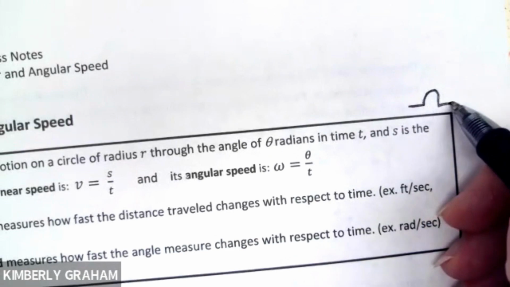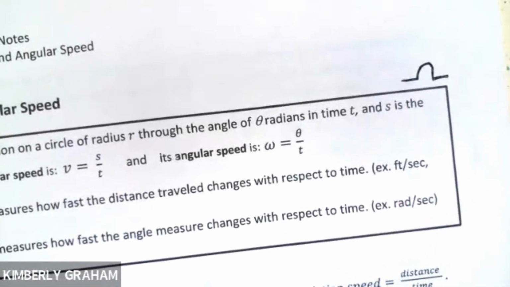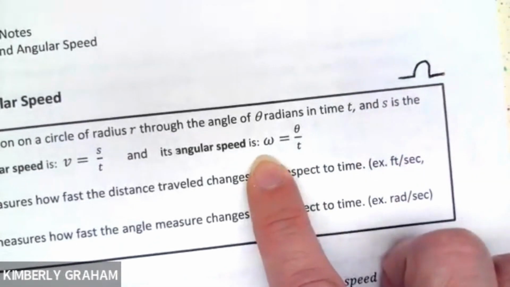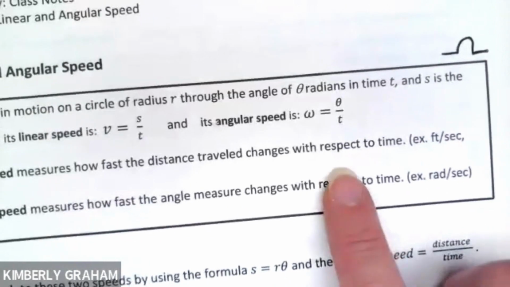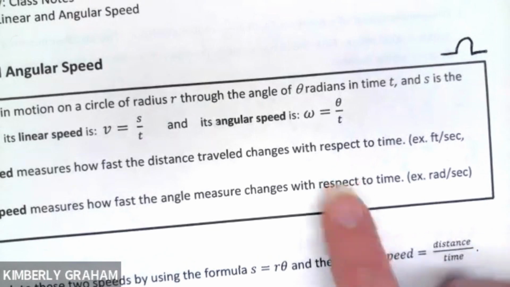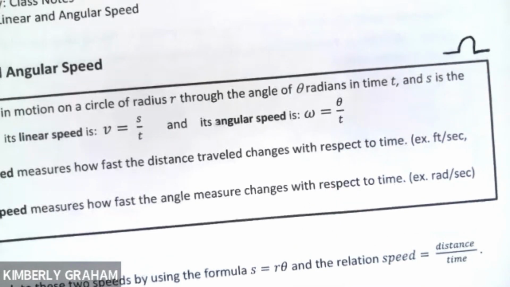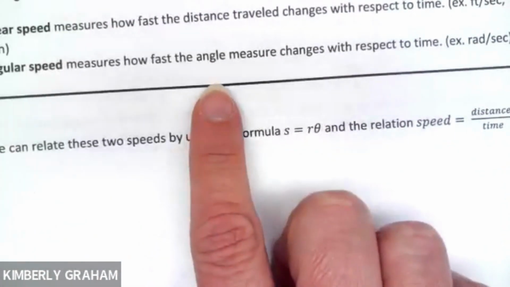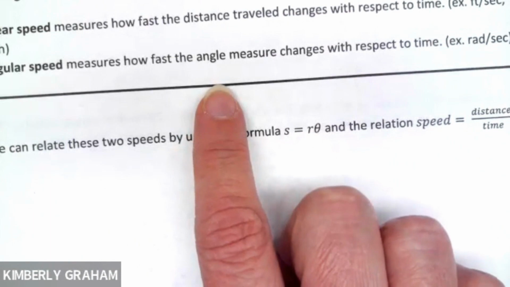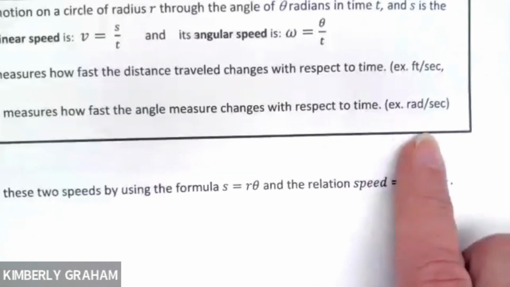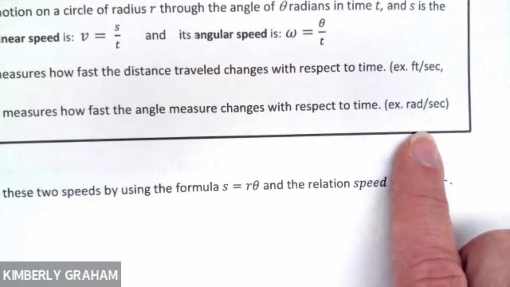A lot of fraternities and sororities have that omega symbol. That's the uppercase, and this is the lowercase. Linear speed, just like you learned in elementary school, is how fast you're going with distance related to time, like feet per second or miles per hour. And angular speed measures how fast the angle measure changes with respect to time, like radians per second or degrees per minute.